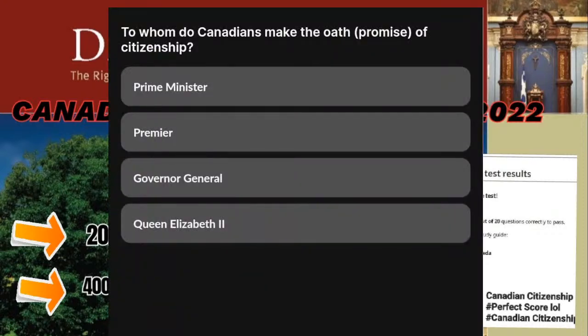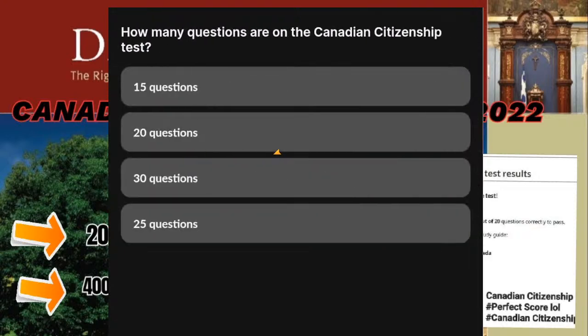Our first topic is regarding the Canadian Citizenship Test itself. For the first question, to whom do Canadians make the oath promise of citizenship? Is it the Prime Minister, the Premier, the Governor General, or Queen Elizabeth II? And the answer is letter D, Queen Elizabeth II. Question number 2. How many questions are on the Canadian Citizenship Test? It is 15 questions, 20 questions, 30 questions, or 25 questions. And the answer is, we have 20 questions in the Canadian Citizenship Test.